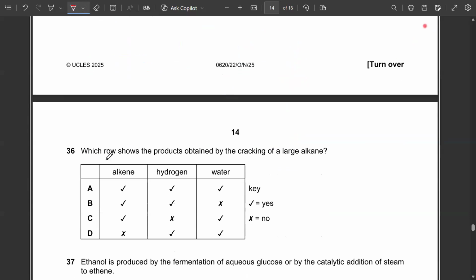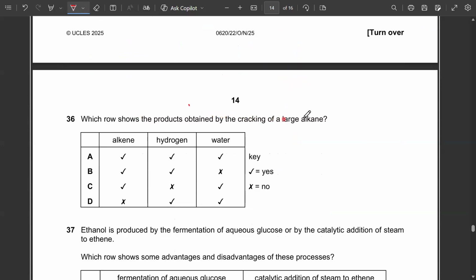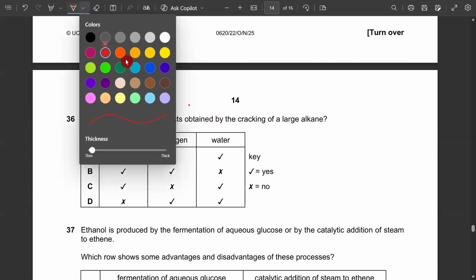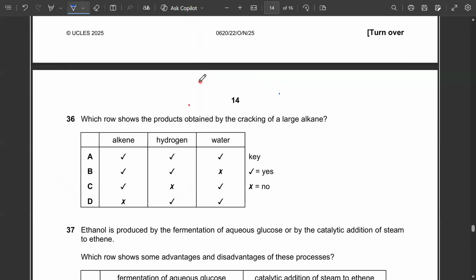Question 36, which row shows the products obtained by the cracking of a large alkane? We know a large alkane, when cracked, converts into a combination of smaller alkanes and alkenes. Along with this, in some cases, hydrogen gas can also be formed. It is not necessary, but it can be there.